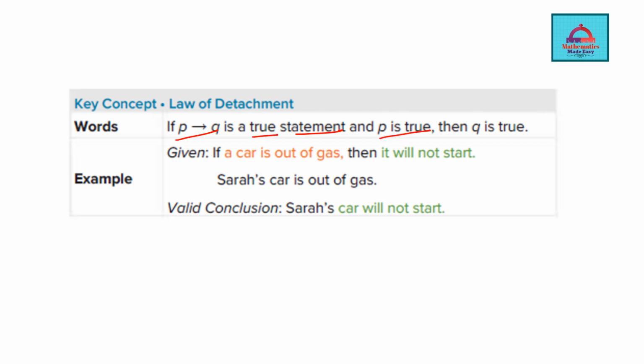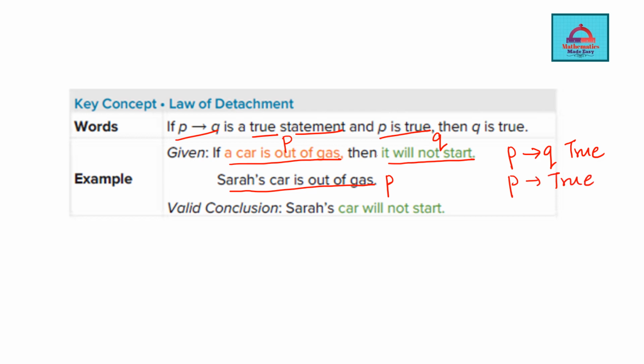So let's take an example. If a car is out of gas, then it will not start. So what is P here? The statement that the car is out of gas is P, then it will not start is Q. So that means P leads to Q. This is true given to you, and then you are given that P is true. So when these conditions are valid, then you could say that Q will also be true.